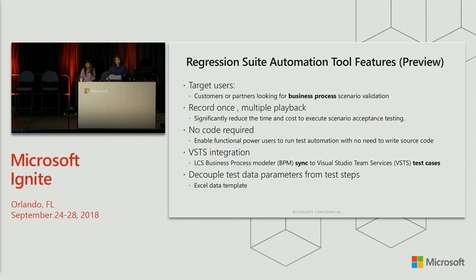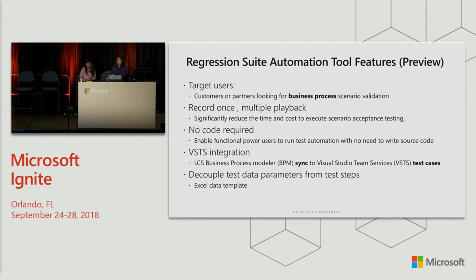So the next feature that I have here is around the test automation itself. Like I mentioned earlier, we do have the regression suite automation tool that's available. It targets business customers or partners, but it's all through business process scenario validation. If you're familiar with task recordings, it's like playing back essentially a task recording. So you record it once and you can play it back multiple times. There is no code required to enable this functionality. It's all just through clicks and recordings itself.